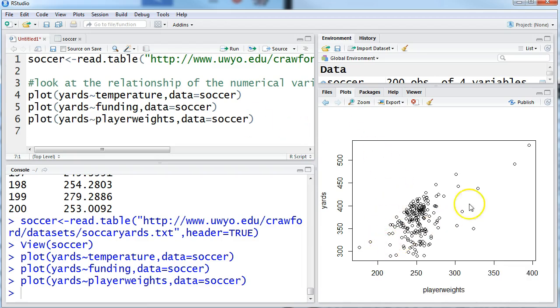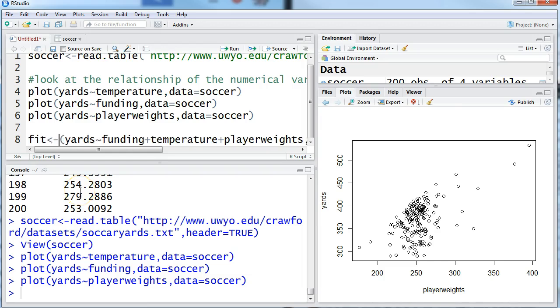Player weights. Okay, it looks like most of the player weights are right here in the 250 range. There's apparently some really, really large soccer players and some rather small ones. And I would say the bigger the player, the further they can carry the ball. Must be a momentum thing.